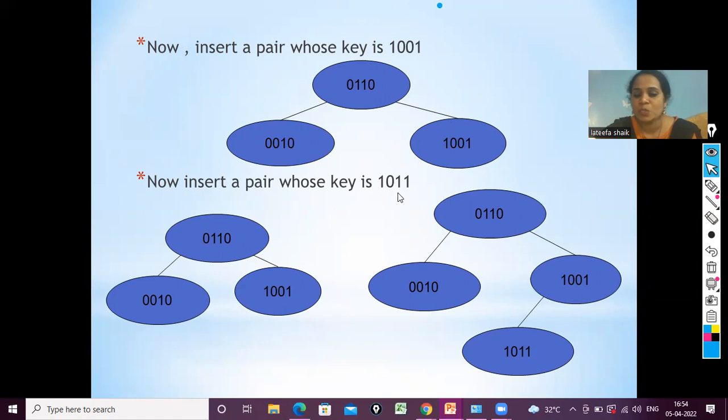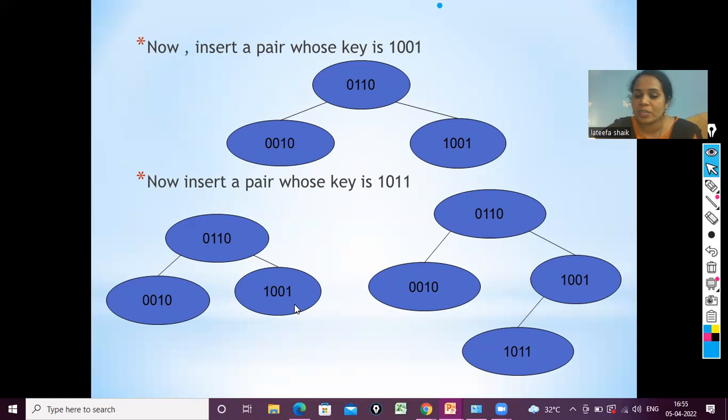Now insert 1011. So 1011 starts from the root. Which digit is to be considered to take the decision? The first digit. What is the first digit of the insertion element? 1. So 1 means a right move. Yes, but there is already an element here. Again at this node, we should take a decision: the left move for 1001 or the right move for 1011.